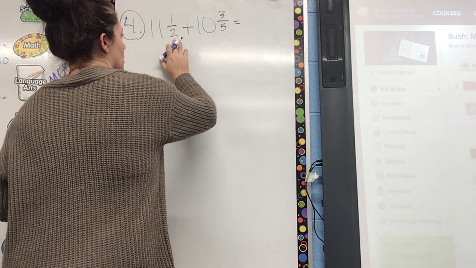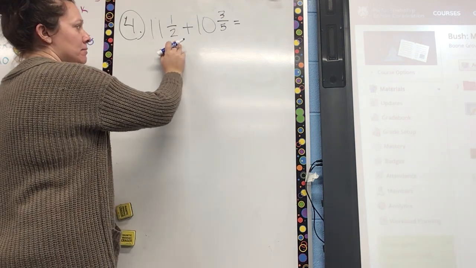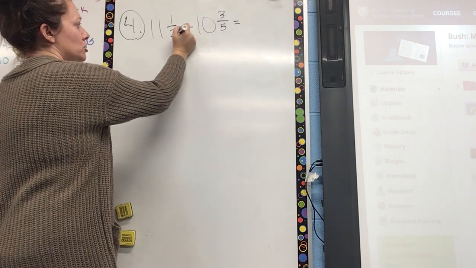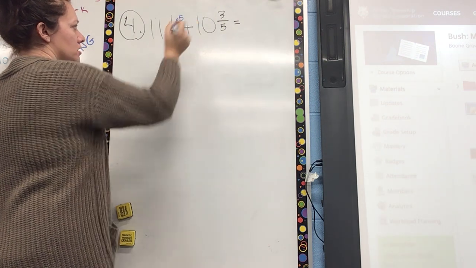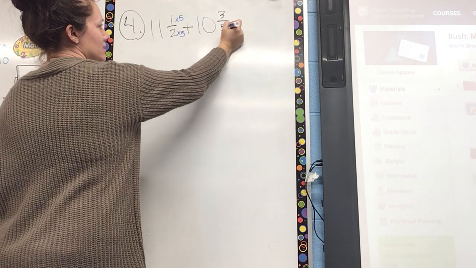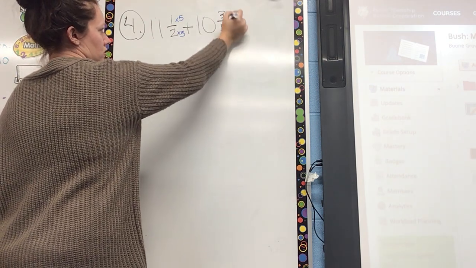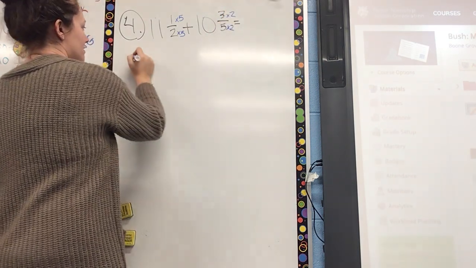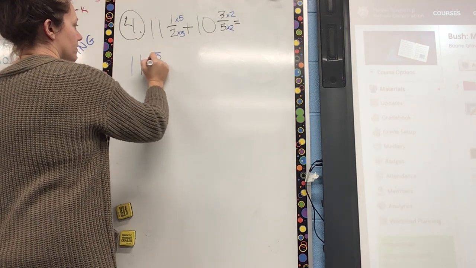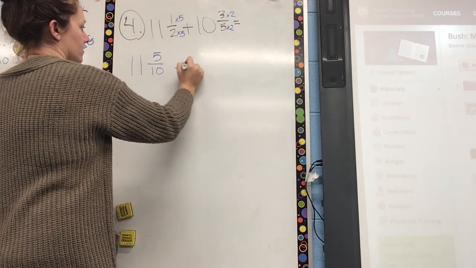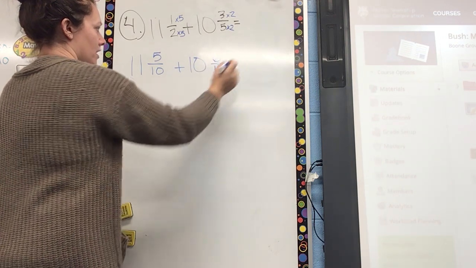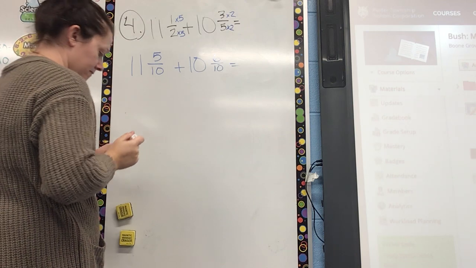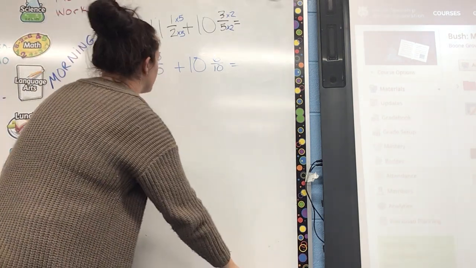Let's check. Do I have like denominators? What did you guys find to be the common denominator? 10. So 2 times what would give me 10? 5. When I do the bottom, I also do the top. Good. 5 times what? 2. 2 would give me 10. Let's rewrite our new fractions. Who was good so far? Good. All right, next part.